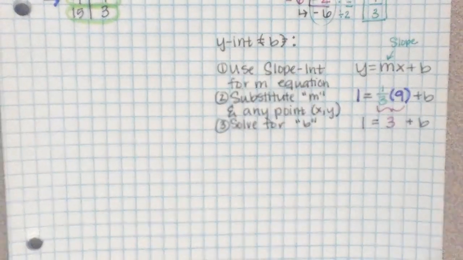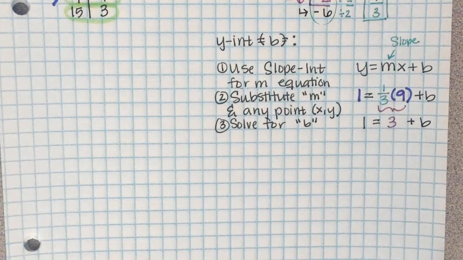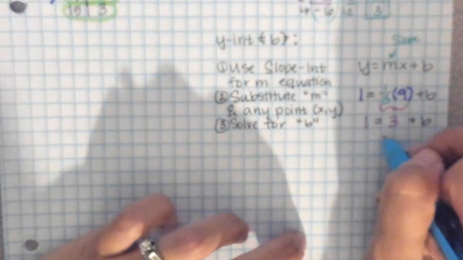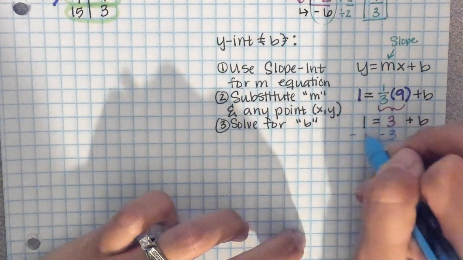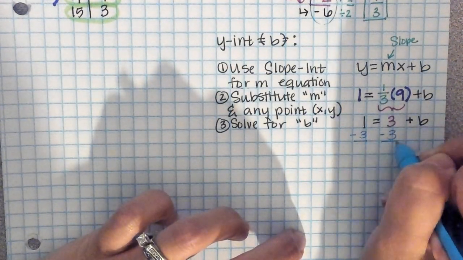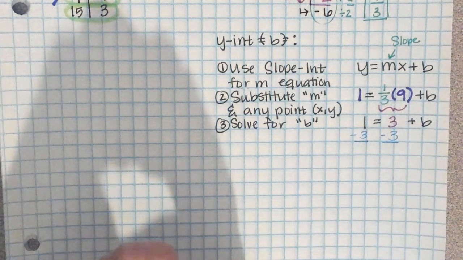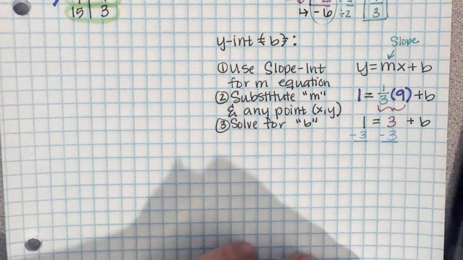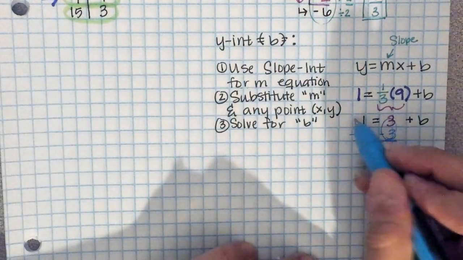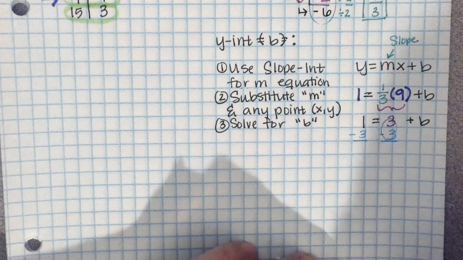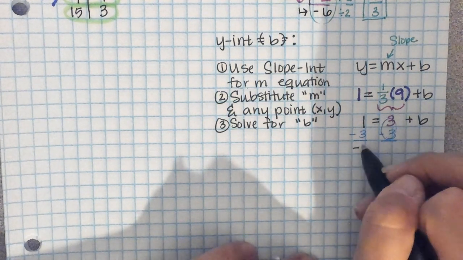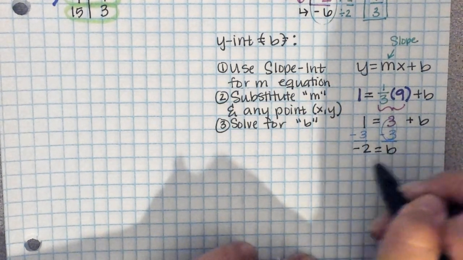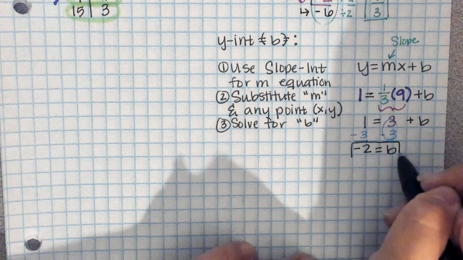What am I going to do next to isolate that b? I'm going to subtract 3 from both sides. All right. 3 minus 3 is gone. What's 1 minus 3? So negative 2 equals b. There's my y-intercept.